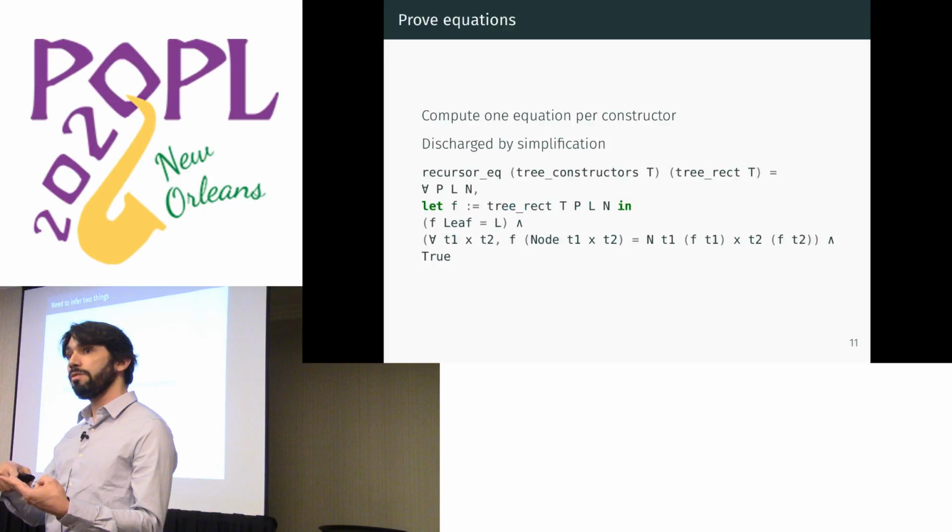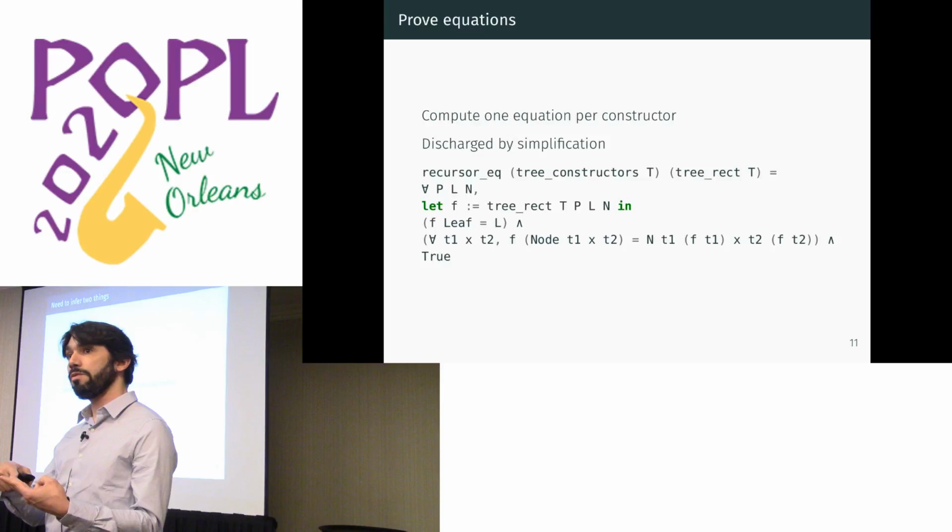Once we do this, we need to prove equations showing how the recursor for the data type reduces. Right? And once again, we can write a little Coq program, a big dependently typed program, that produces all the equations that we need. In the case of the tree data type here, we'll get a list of equations saying that if you apply the recursor to the leaf case, you'll simply get the leaf case. And if you apply the recursor to a node, then you'll use the proof for the node case while recursing on the recursive arguments here.